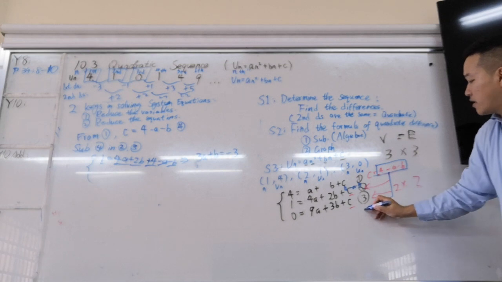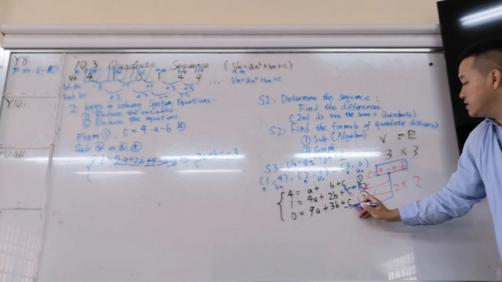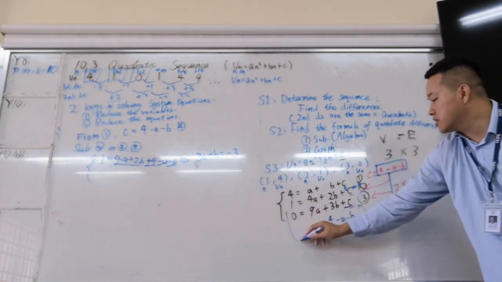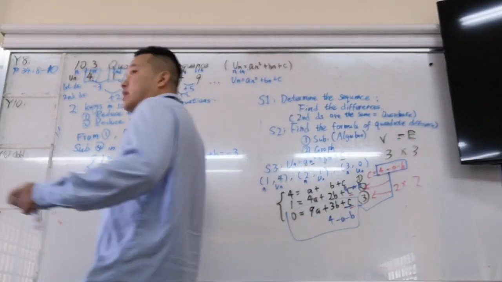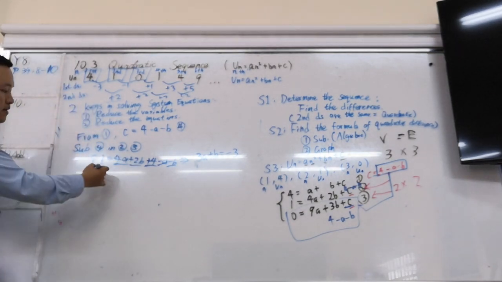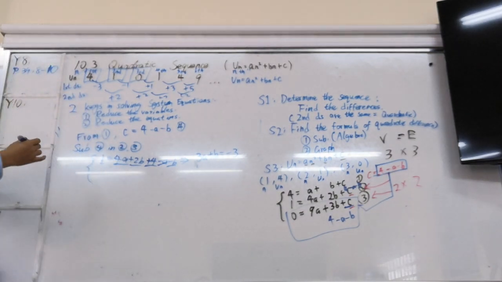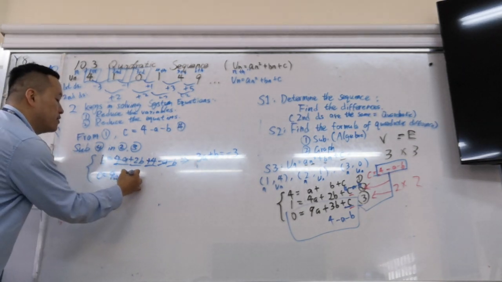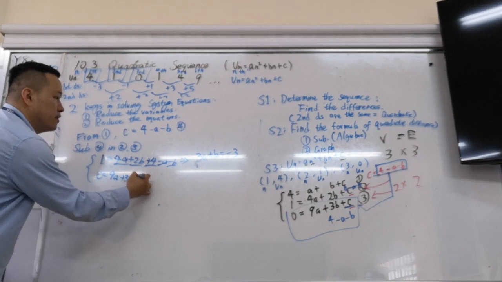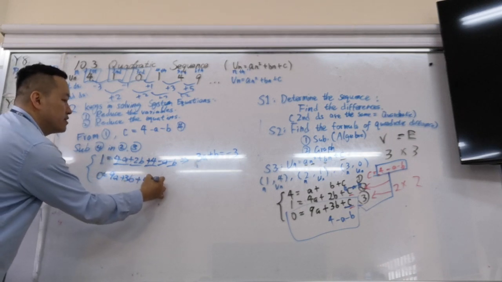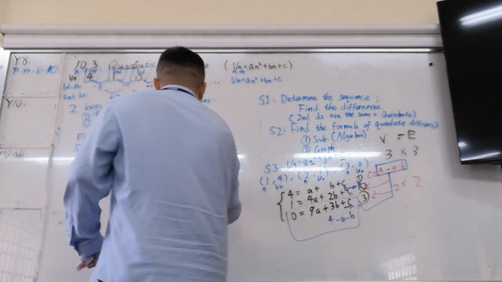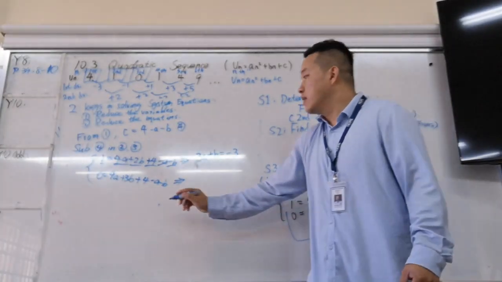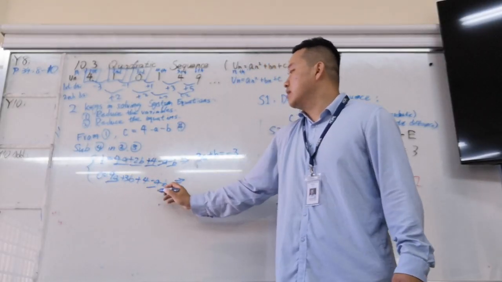Now let's substitute this part over here into equation 3, and C is no longer C, it's 4 minus A minus B. Now the whole equation changes to what? 0 equals 9A plus 3B plus 4 minus A minus B. Great. Now simplify it. Combine the like terms. These two are like terms.